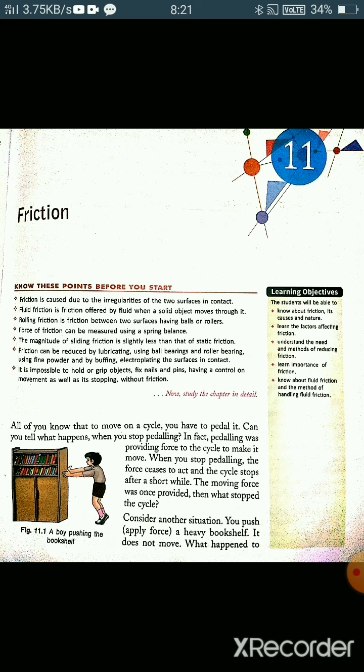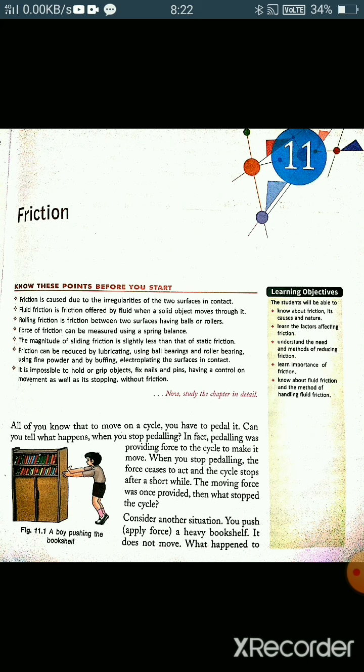And as pedaling provides force to make the cycle move, when we stop pedaling the force ceases to act and the cycle stops after a short while. Similarly, in another case, if we push a heavy bookshelf, it does not move. In the beginning, what happened to the force you applied? How could a force act on an object and show no effect?